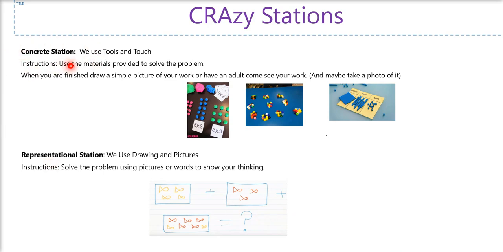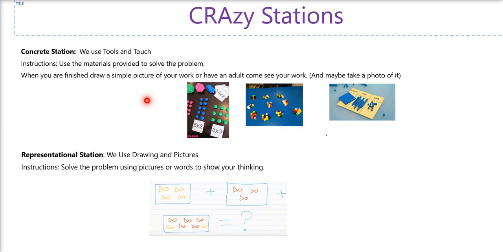At the concrete station, we use tools and touch. You can see in the pictures here some examples of the kind of manipulatives you'll be using. We've got some base 10 blocks, we've got some cubes, there's some clay, maybe you'll have popsicle sticks at this station, or double-sided counters, or coins, really any kind of manipulative that you can touch.